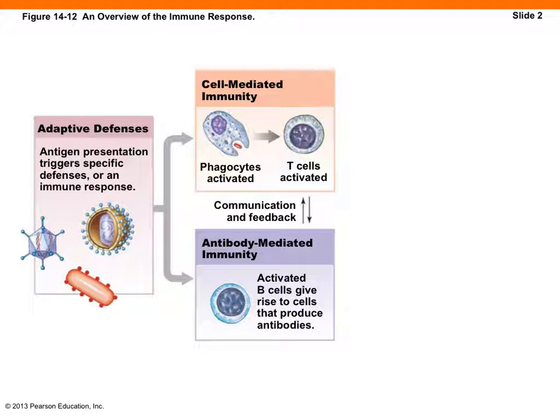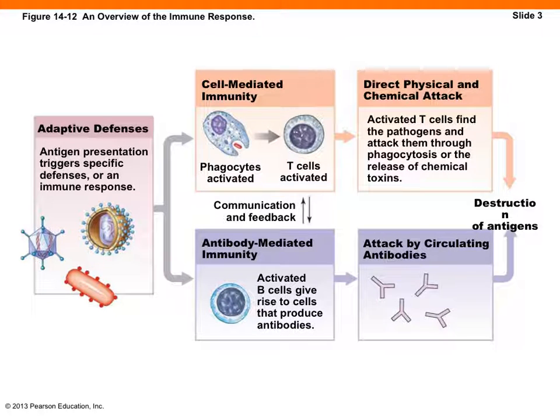Now we get the infection. Now we have cell-mediated immunity and antibody-mediated immunity. And then they both work together through direct attack and chemical attack. And they attack by circulating antibodies, which results in the destruction of the antigens, specifically the foreign antigens.